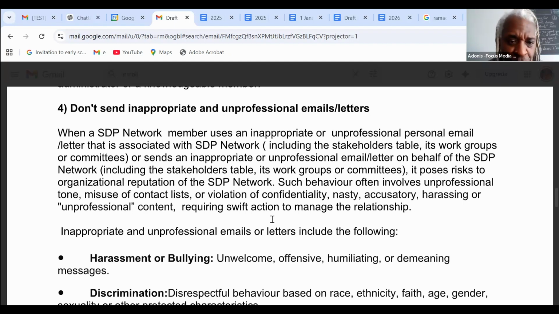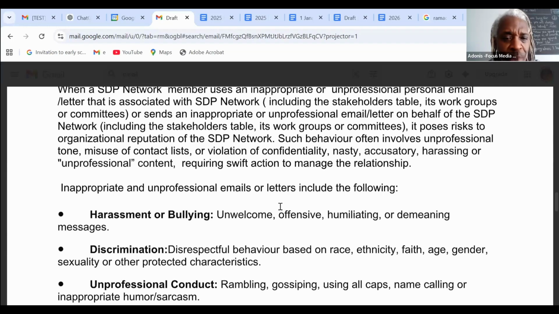So one is associated with the SDP, meaning they're not sending it on behalf of the SDP, but they have mentioned the SDP in some way, or it poses risk to the organization's reputation of the SDP network. Such behavior often involves unprofessional tone, misuse of contact lists, or violating confidentiality, nasty, accusatory, harassing, or unprofessional content requiring swift action to manage the relationship.